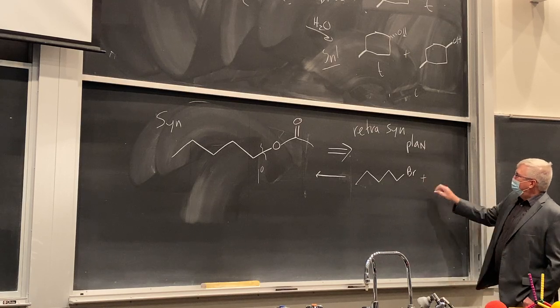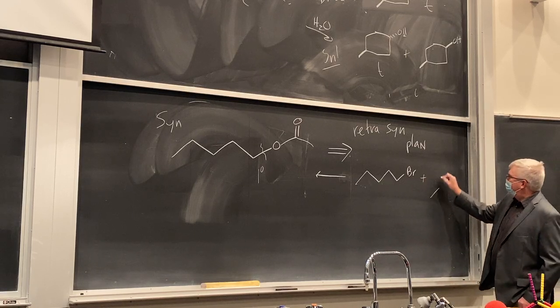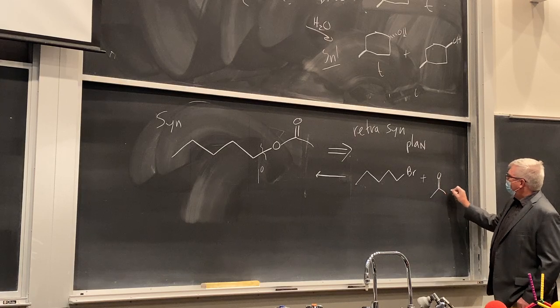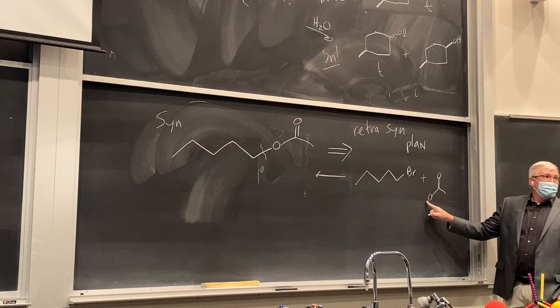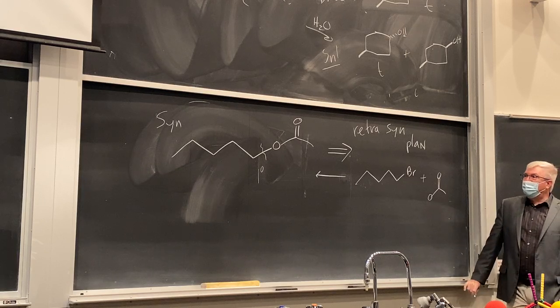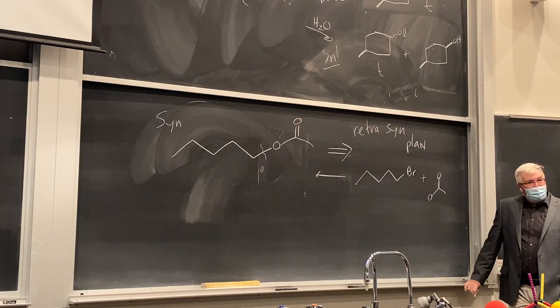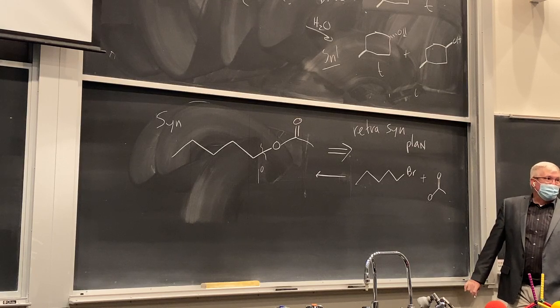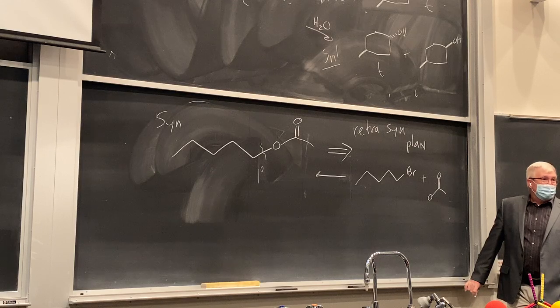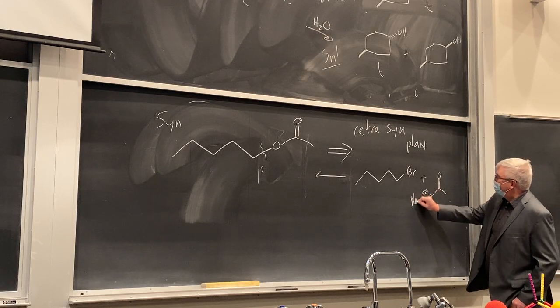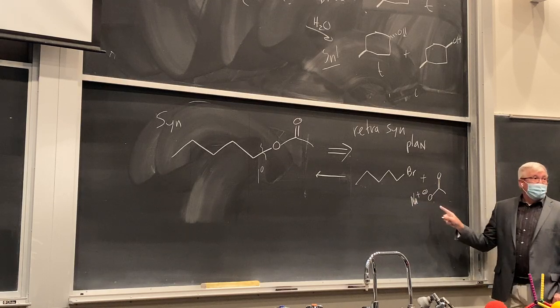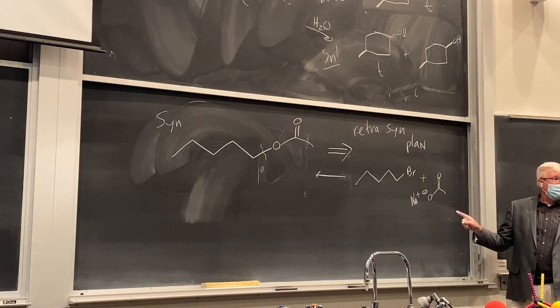And so what do we need to react it with? We need acetic acid or acetate. Which one are we going to use? We've already determined it's going to be SN2. So are we going to use acetic acid or sodium acetate? Sodium acetate. Why? Because that will be the charged species. So we want to use the ionic version here.